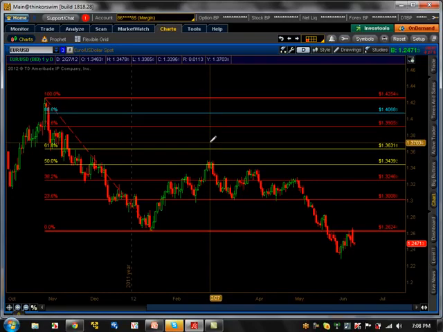You confused me on the last graph you had. Sorry? You confused me on the last graph that you had. The extensions? Yeah. Oh, don't worry, we're getting there.